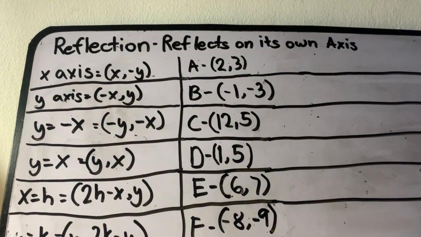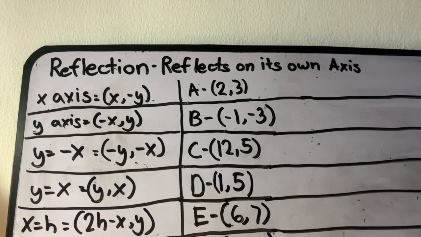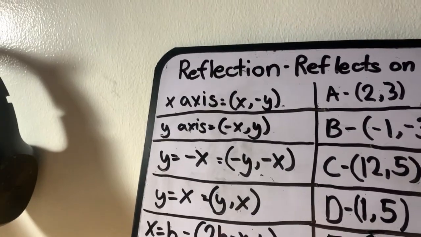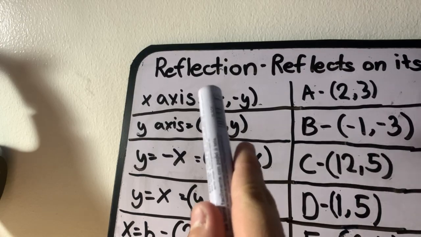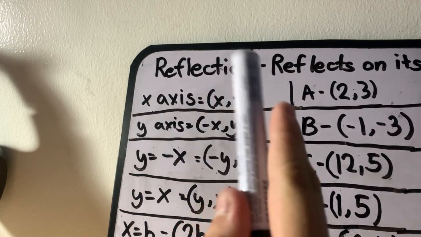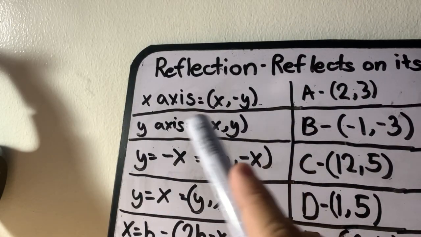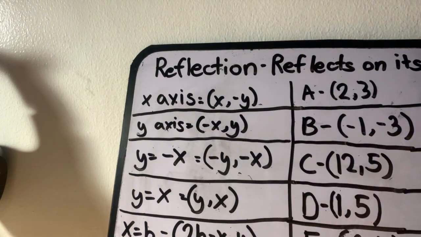So in reflection, it's easy to say this, but I'll explain it a bit further. Reflection reflects on its own axis, so whatever is on the positive will also happen on the negative. But there are a few rules here. On the x-axis, the x is retained and is not multiplied by -1. It's only applied to y. And on the y-axis, x is the one multiplied by -1, but not y. It's retained. That's the rule in reflection.